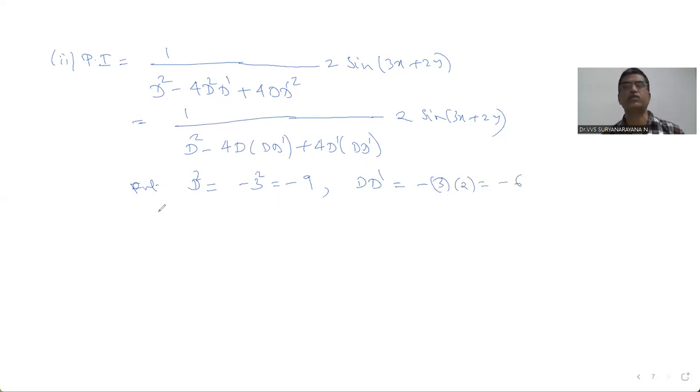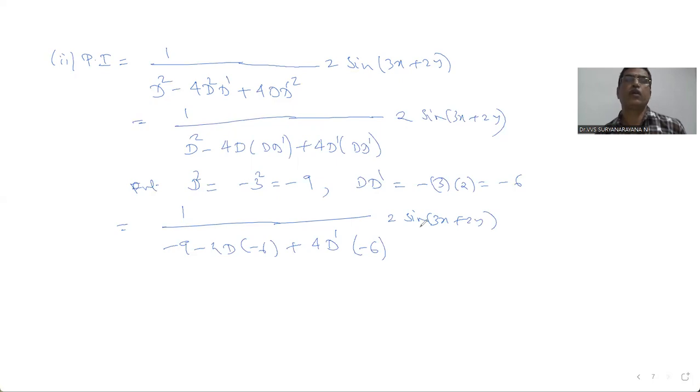So minus of 6. So we will get 1 by d square is minus 9 minus 4 into d of d dash minus 6 plus 4 into d dash into d dash minus 6, of 2 sine 3x plus 2y. But here what we are getting is one constant term, one d term, one d dash term. So it is not 0, and still d and d dash are present.